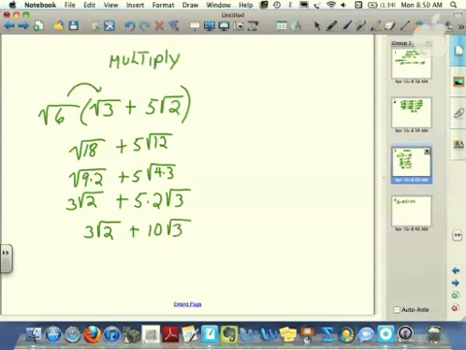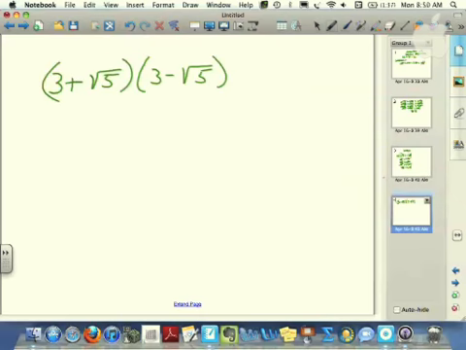And I can't simplify that one any further because those two radical signs are not identical, so we can't put them together in any way.